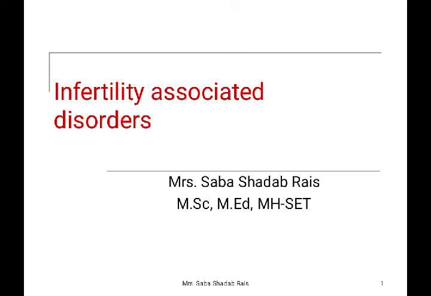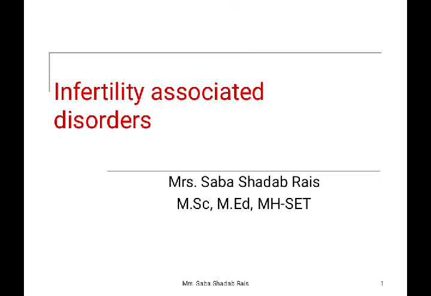So, what are the causes of infertility? There are many causes. Infertility in a couple can be of various types. It could be male infertility, or it could be female infertility. Now today we will be talking about infertility related disorders. That means there are certain problems that are causing the infertility.